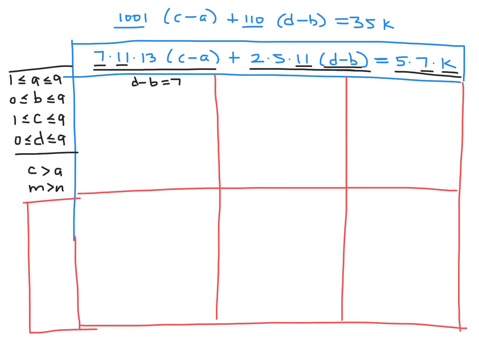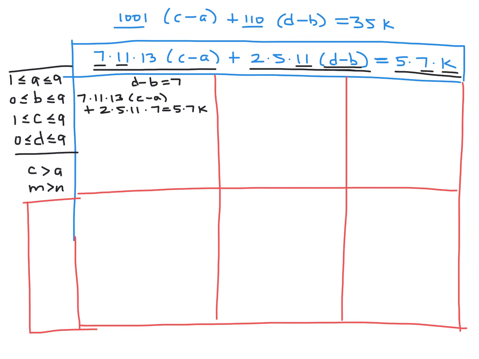I think that's a pretty good start. So let's set D minus B equals 11. Oh, sorry, D minus B equals 7. And so that would make this 7 times 11 times 13 times C minus A plus 2 times 5 times 11, and then I'm setting that to 7, and this is going to be 5 times 7 times K, correct?